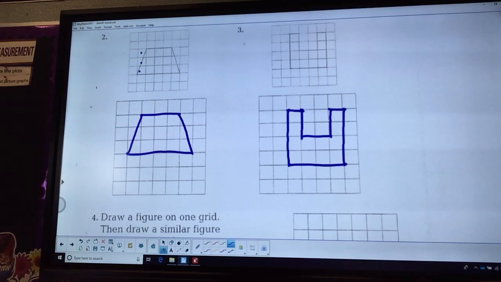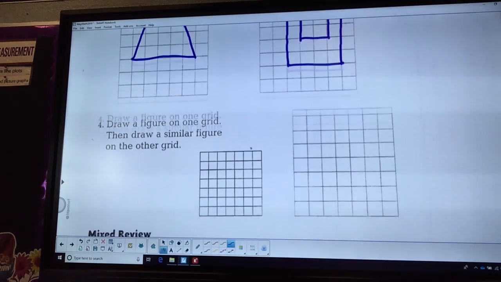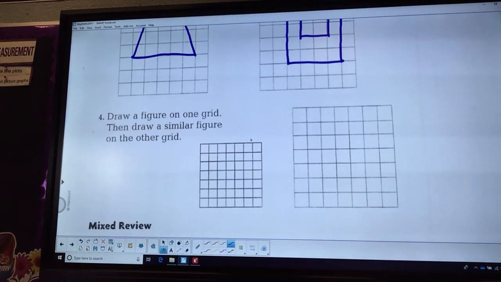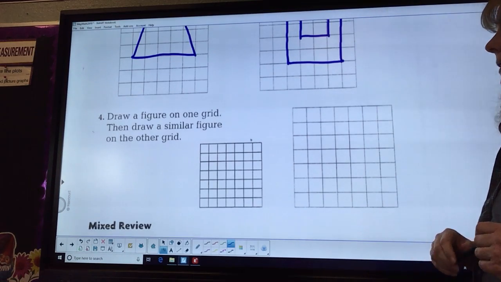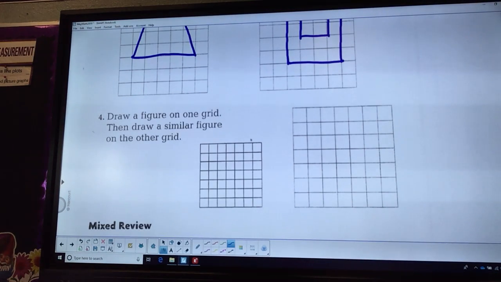Okay, on number 4, it says draw a figure on one grid and then draw a similar figure on the other grid. Okay, this one's all on you. You can choose whatever figure, but you need to count it out, just the way we did up here. I would stay away from anything that has rounded edges. Try and keep some straight edges. But you could do a plus sign, you can do a square. There's all kinds of things you can do.